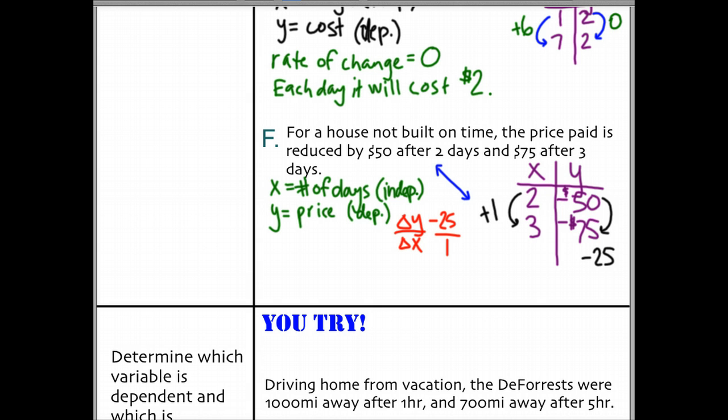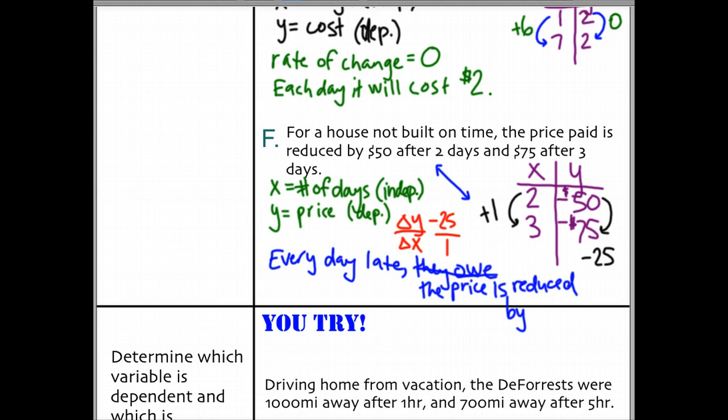So what this means in terms of the problem is that every day late that the house isn't built, they owe, or the price is reduced, by $25.